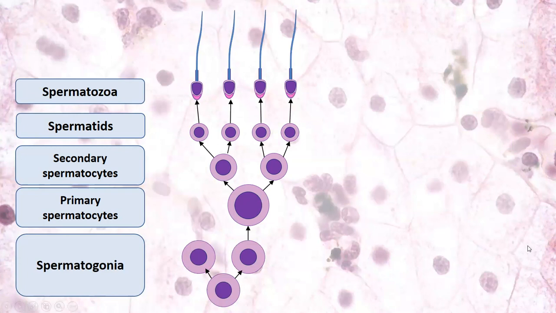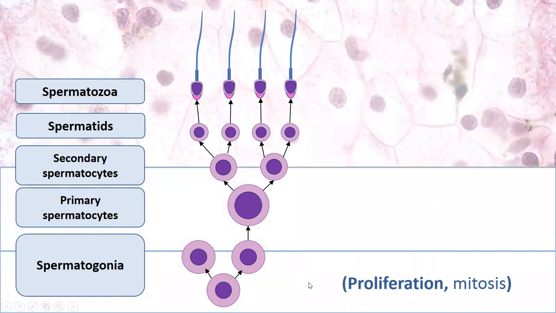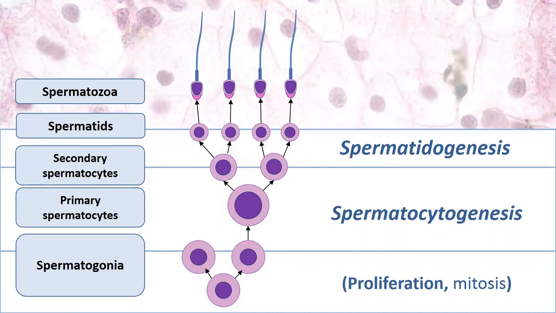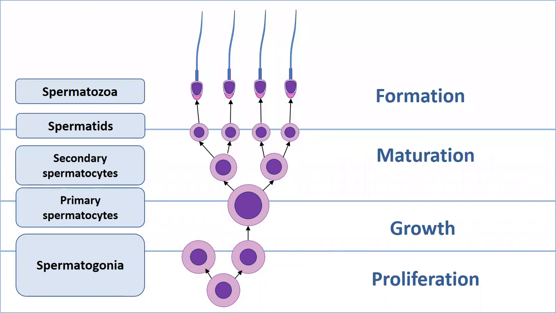And the stages of spermatogenesis are the following. First, it's the preliminary stage, proliferation or mitosis. Next, spermatocytogenesis. Next, spermatidogenesis, and the last stage is spermiogenesis. It's the classification of the stages of spermatogenesis which is accepted, and it's the common classification in English textbooks, but in Ukrainian and Russian textbooks there is another classification which is accepted, and there are proliferation, growth, maturation, and formation. 4 stages instead of 3.